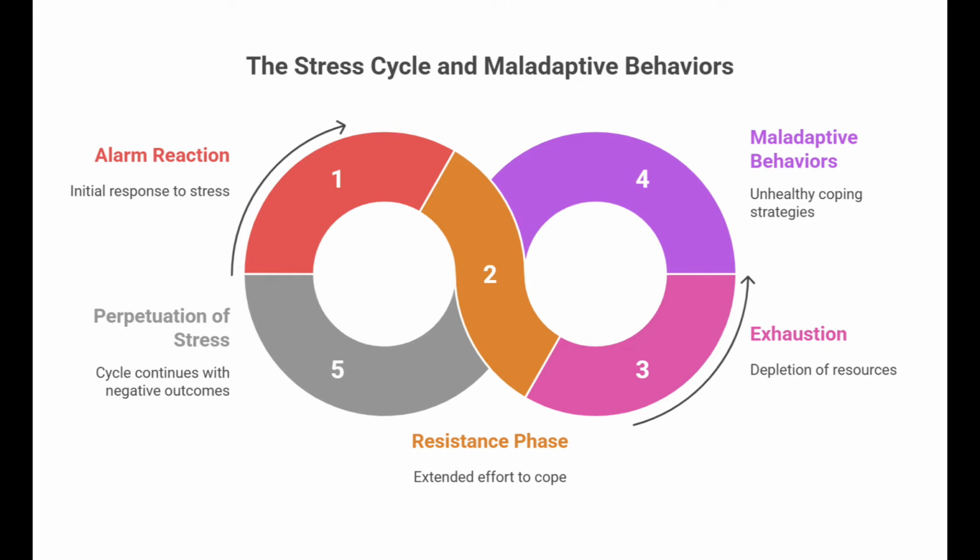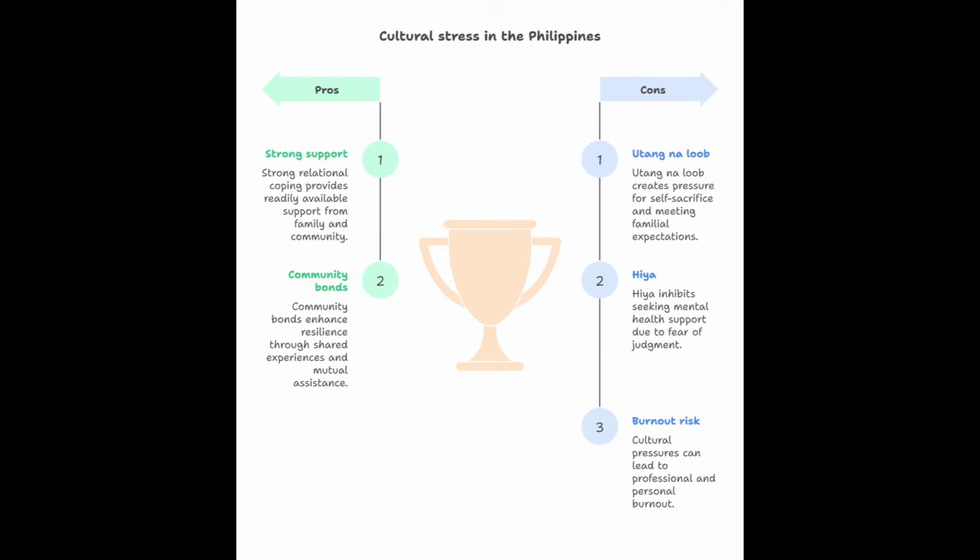These behaviors typically perpetuate the cycle of stress by hindering problem solving and compromising the body's ability to enter the restorative phase. Effective coping must prevent this shift from healthy activation to destructive evasion. Stress and Filipinos. The social and cultural dimensions. Stress is never purely individual. It is deeply shaped by cultural context.